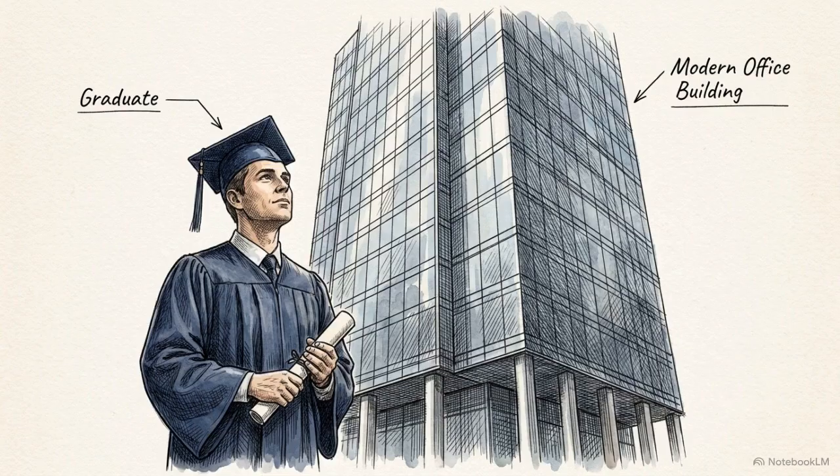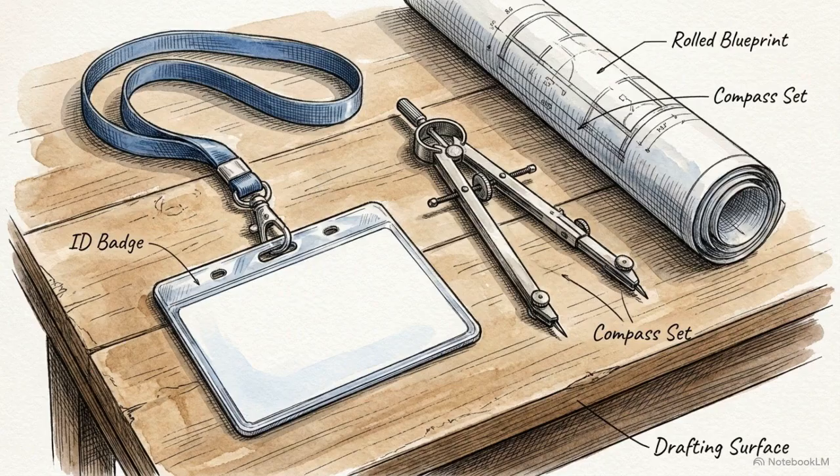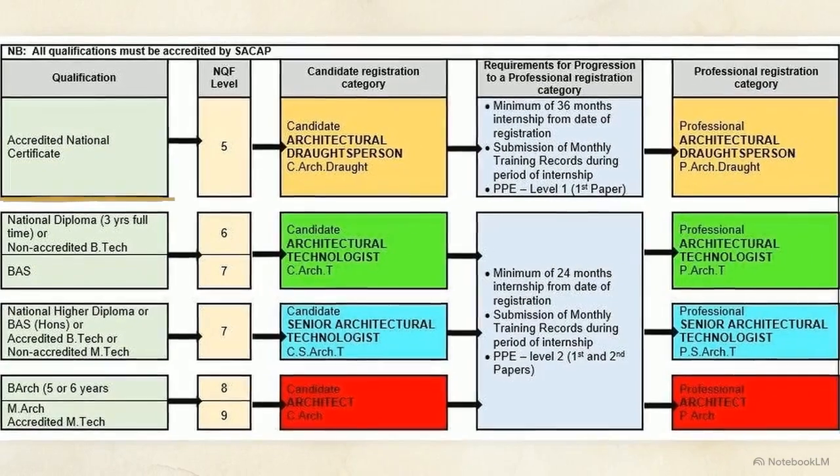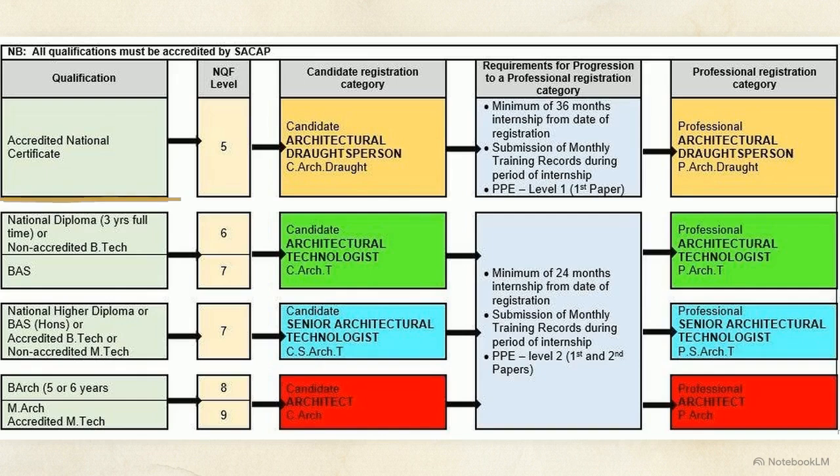Graduating with a degree in architecture does not instantly make you a professional. Every new graduate must first enter the regulatory system as a candidate. This table outlines SACAP's 4 qualification tiers. Your academic qualification decides your starting point. National certificate graduates become candidate draftspersons. Diplomas and BTechs lead to technologist tracks. Masters or BArch holders start as candidate architects. All require a 24 to 36-month internship before professional status.